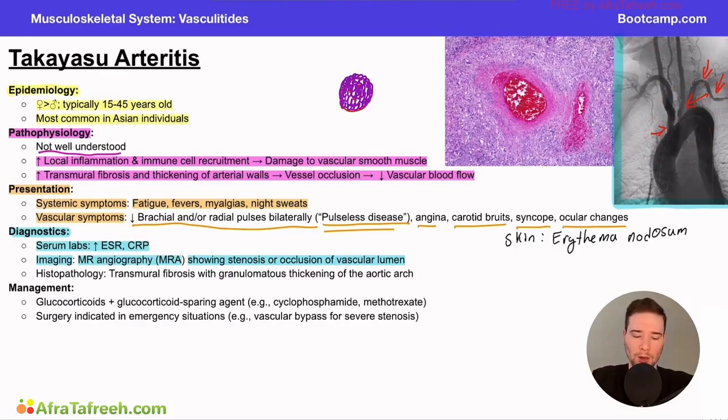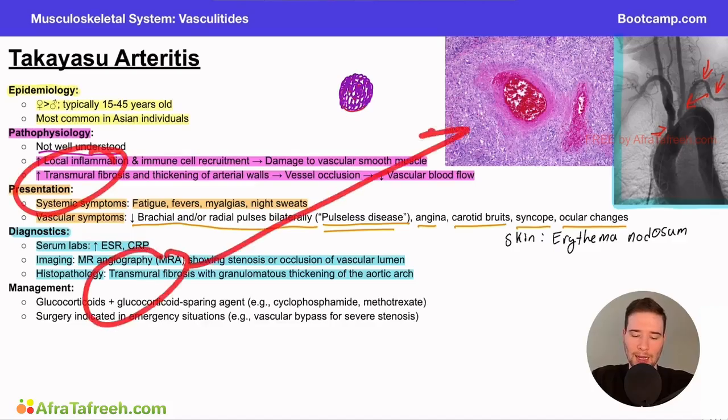Now, we can also consider histopathology, which is going to show the transmural fibrosis with granulomatous thickening of the aortic arch. We talked about the transmural nature up here in the pathophys, and now we see it again here in the histopathology.